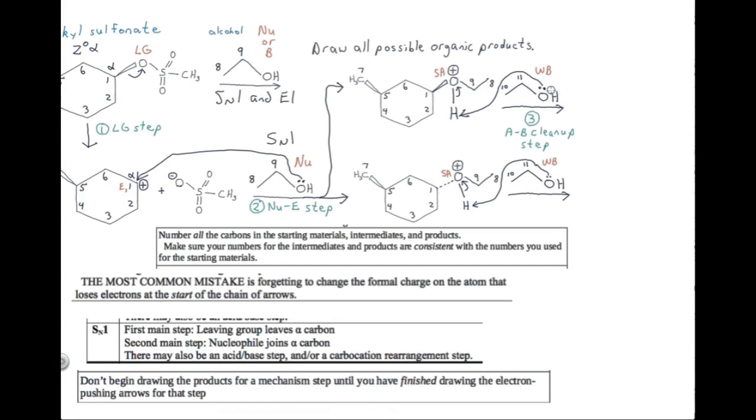Now we can draw the products of this step. Notice that we're not ready to begin drawing the products of the step until we've drawn both of the electron pushing arrows. First we draw both of these electron pushing arrows. Only now should we start drawing the products of step 3, because the electron pushing arrows are our tool for getting the right products.